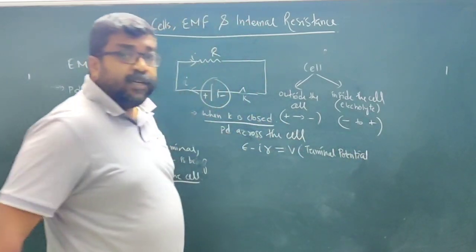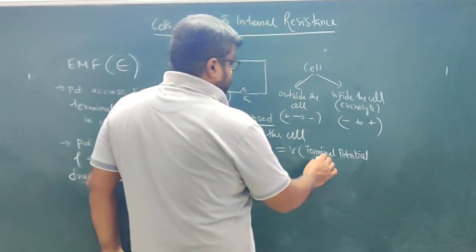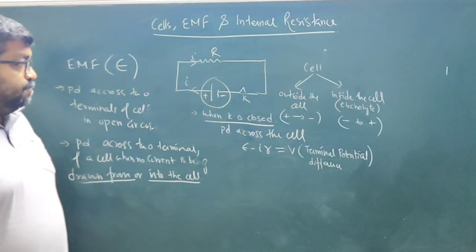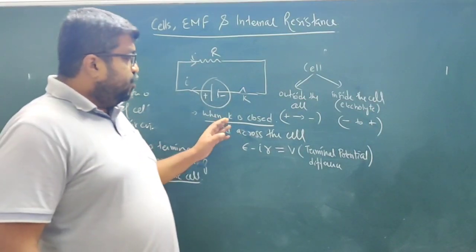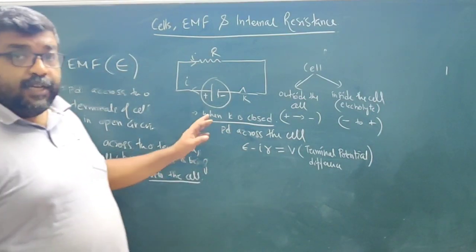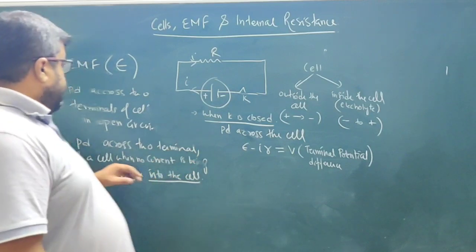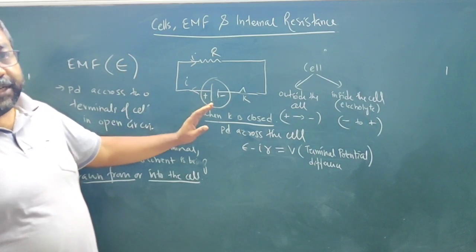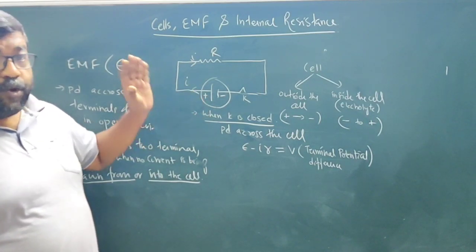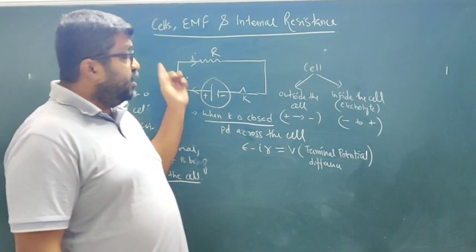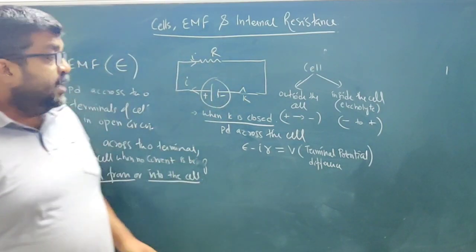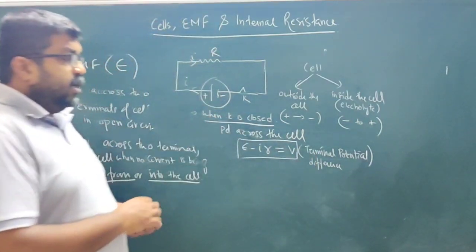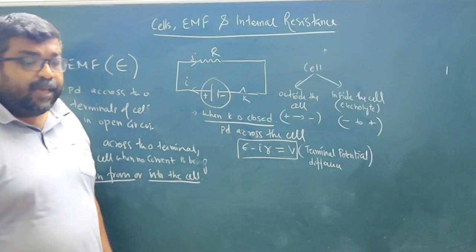It is called terminal potential difference. So, terminal potential difference is the potential difference across the two terminals of a cell in a closed circuit. And EMF is the potential difference across the cell in an open circuit. That is the difference, closed circuit and open circuit. So, in a closed circuit, current is flowing in the internal circuit and it is also flowing in the external circuit. So, this is the relation connecting terminal potential difference and EMF.